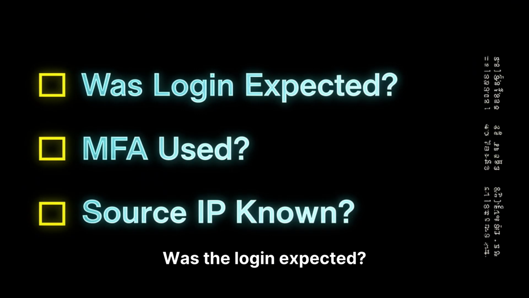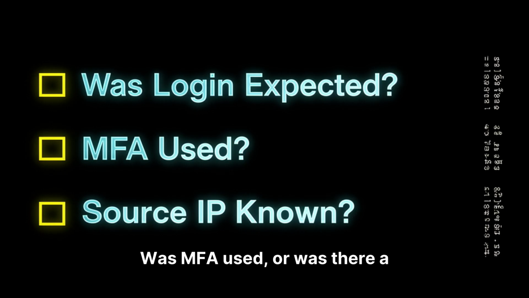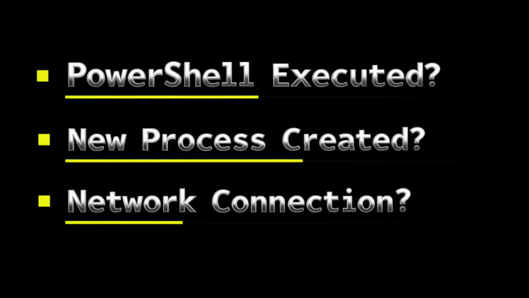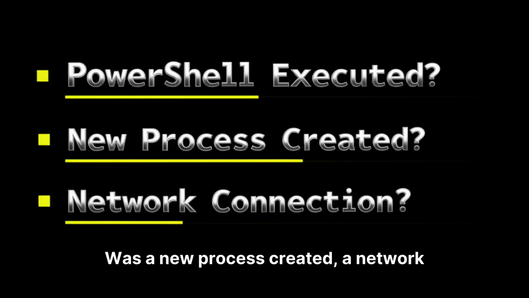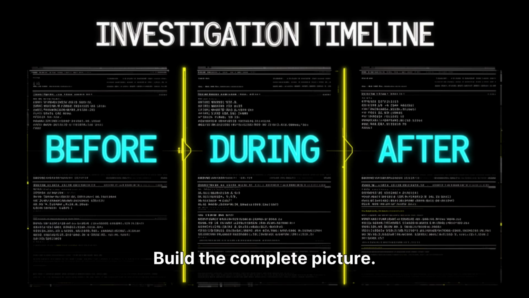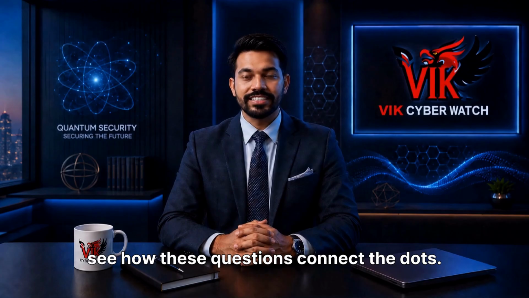Was the login expected? Was the user working? Is the source IP known and managed? Was MFA used? Or was there a failed login before success? What happened after login? Was PowerShell or CMD executed? Was a new process created, a network connection made, or a service installed? Build the complete picture. Before login, during login, after login. Don't stop at the first alert. Next, we'll recap our case study and see how these questions connect the dots.